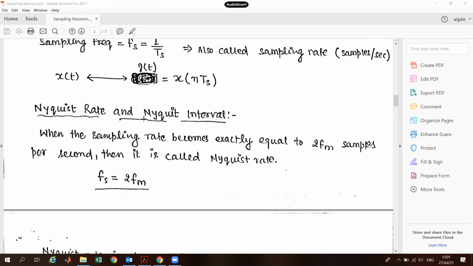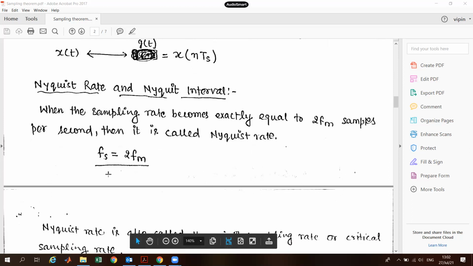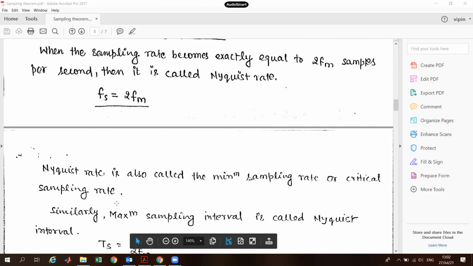Okay, now the Nyquist rate, and sorry, it's the Nyquist interval. What happens is that when the sampling rate becomes exactly equal to 2Fm samples per second, then it is called the Nyquist rate. So if your sampling frequency is equal to twice Fm, this was discovered by someone named Nyquist, so it came to be called the Nyquist rate. Fs is equal to twice Fm. Nyquist rate is also called the minimum sampling rate or critical sampling rate.